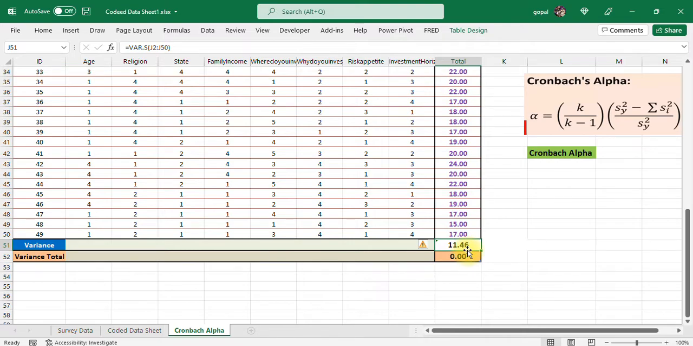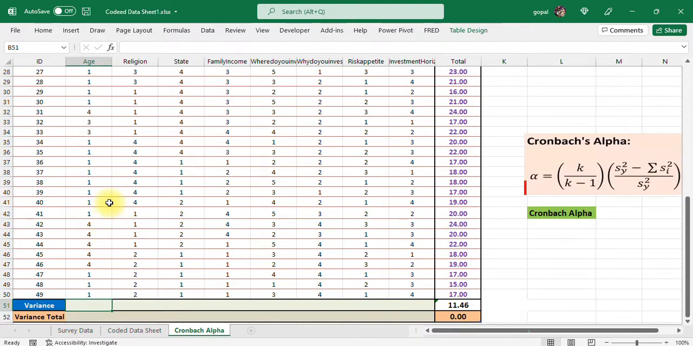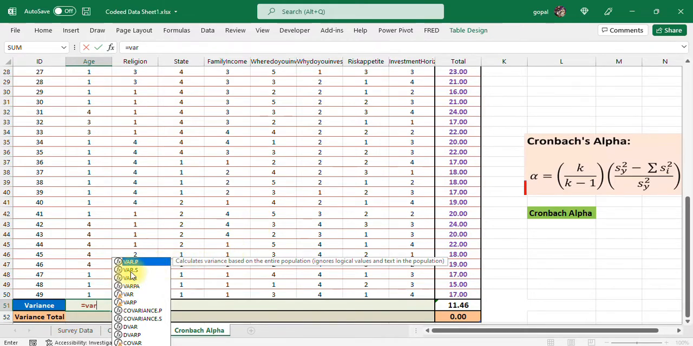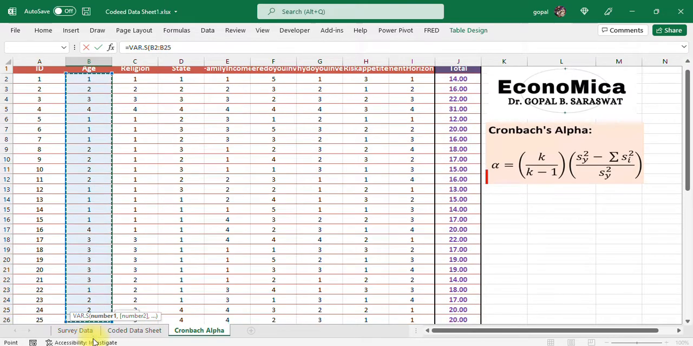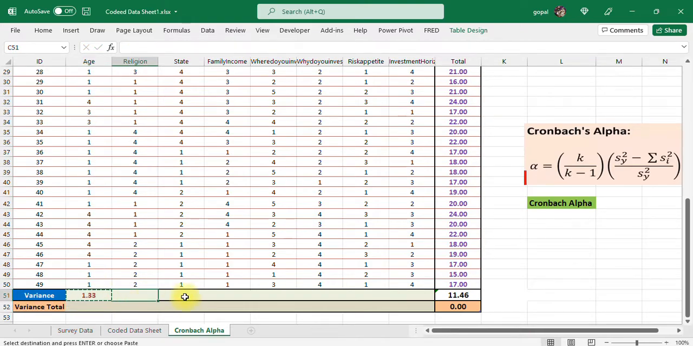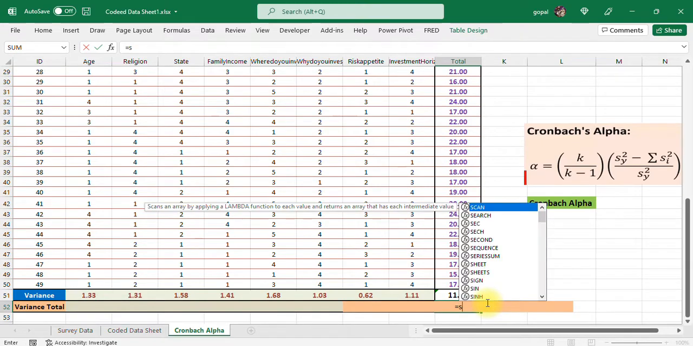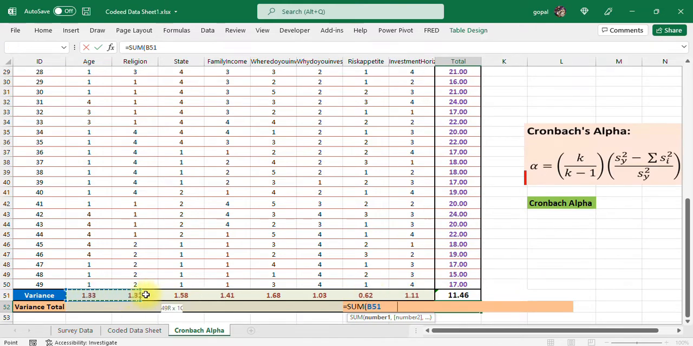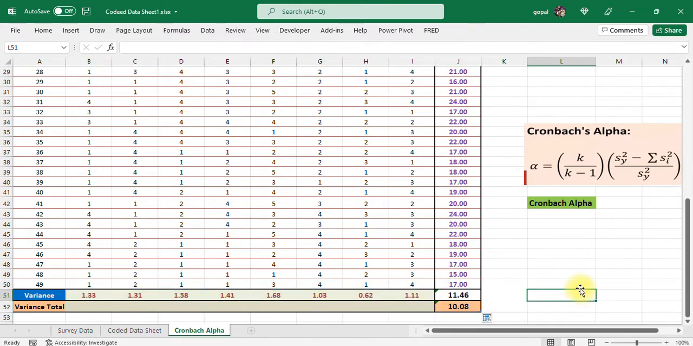This is the first variance, which means the individual respondent scores, and I calculated the variance of this one. Now I have to calculate the variance of each individual question. Individual question means, let's say age. These are the responses of 49 respondents. So I will calculate the variance, equal sign VAR, and select age responses from respondent 1 to 49. I will copy this formula and paste it as a formula here, and you can see I have got these values. This is the individual variance of each question. Now I want the sum of the variance of these questions, equal sign SUM, and I want the sum of these variables, and the sum is 10.08.